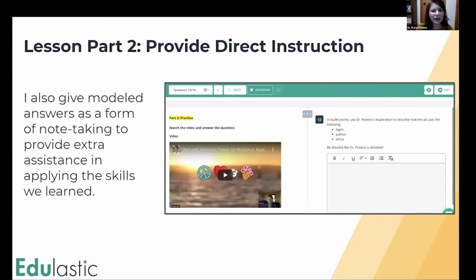I would also sometimes provide modeled answers as a form of note taking to students. So, this particular assignment had them watching advertisements and looking for rhetorical appeals. And for the first couple, I would watch the video with them on a screencast and then provide explanation on how the appeals were used. They would answer a question using my explanation to guide them. And then eventually they would start working on their own and just watching the video and answering the question. So there was a gradual release for them. They would have someone virtually right there with them as they did the assignment.